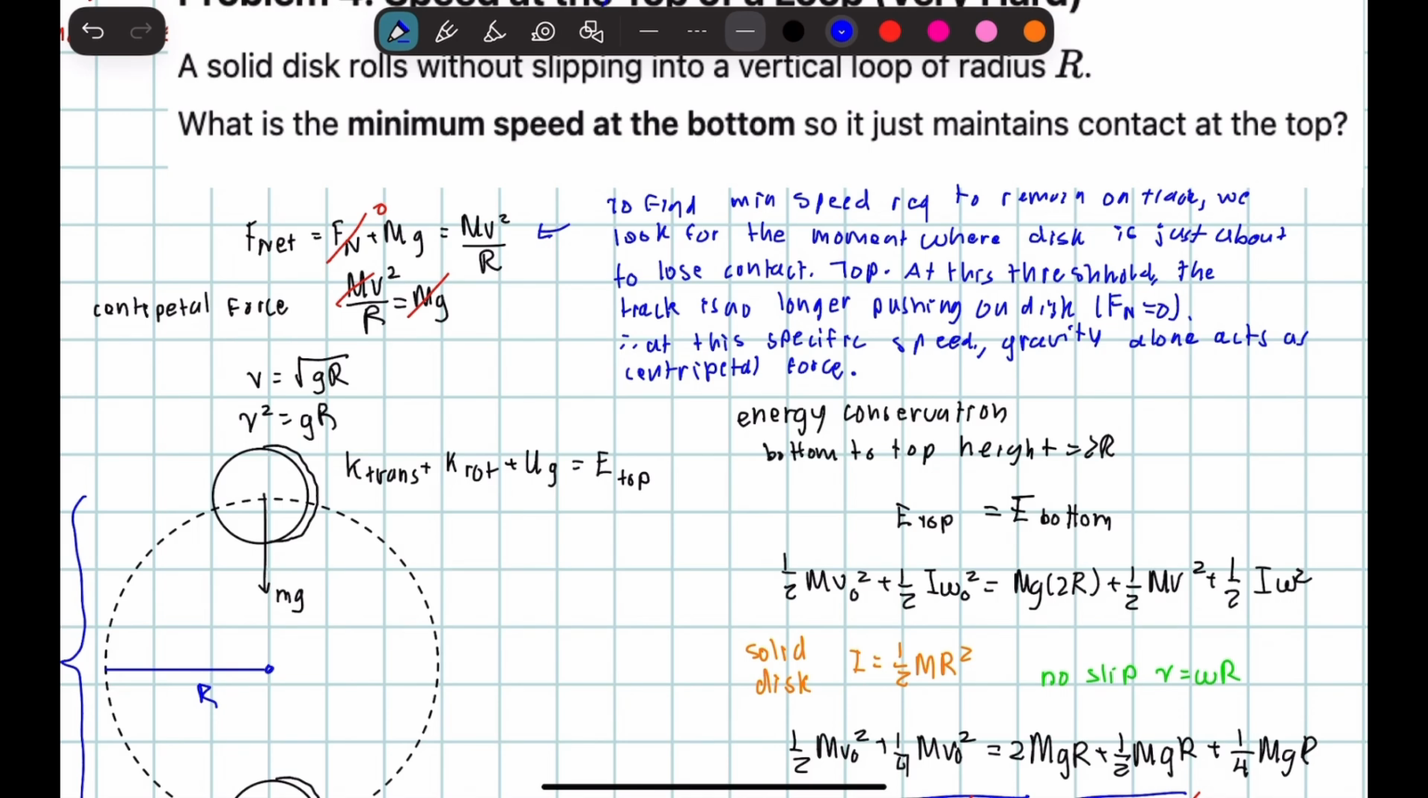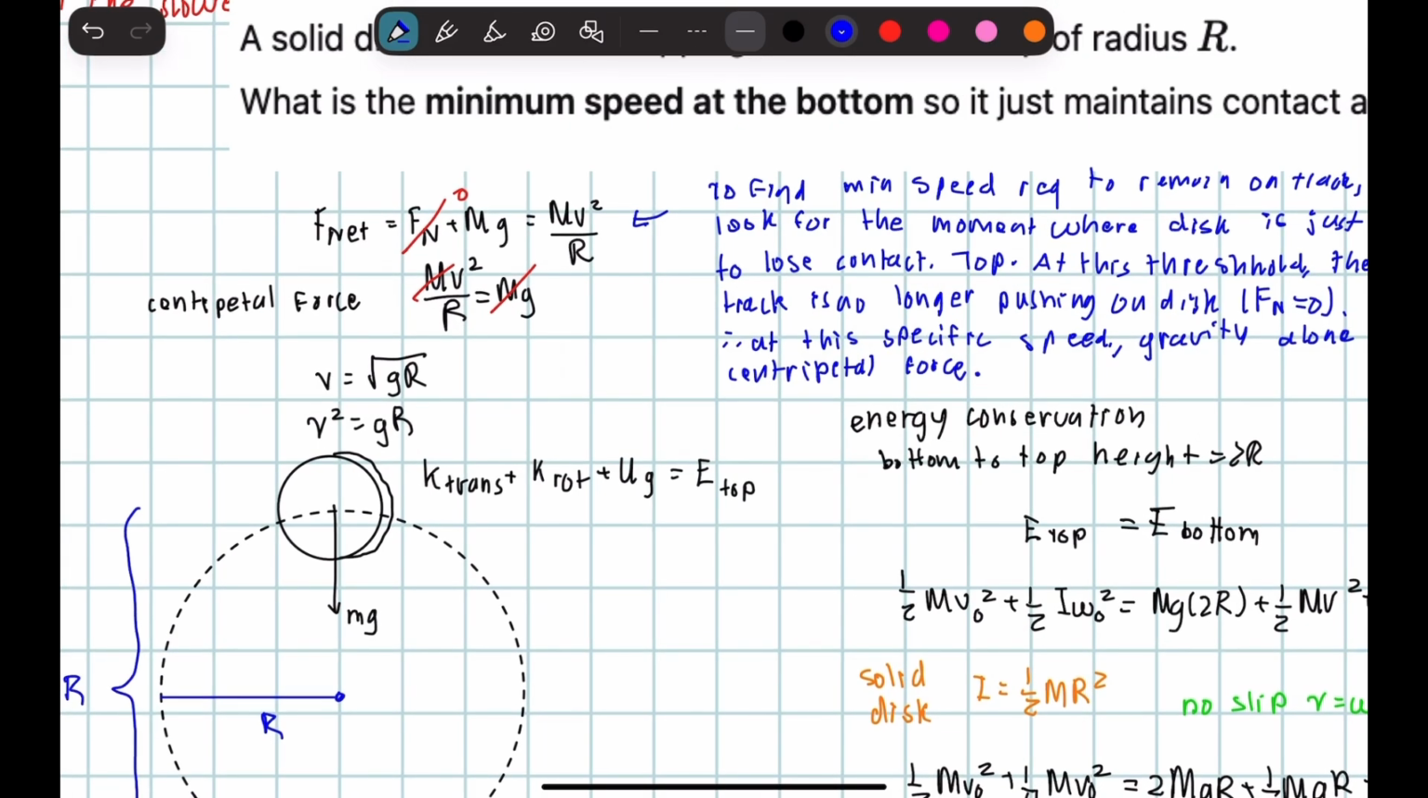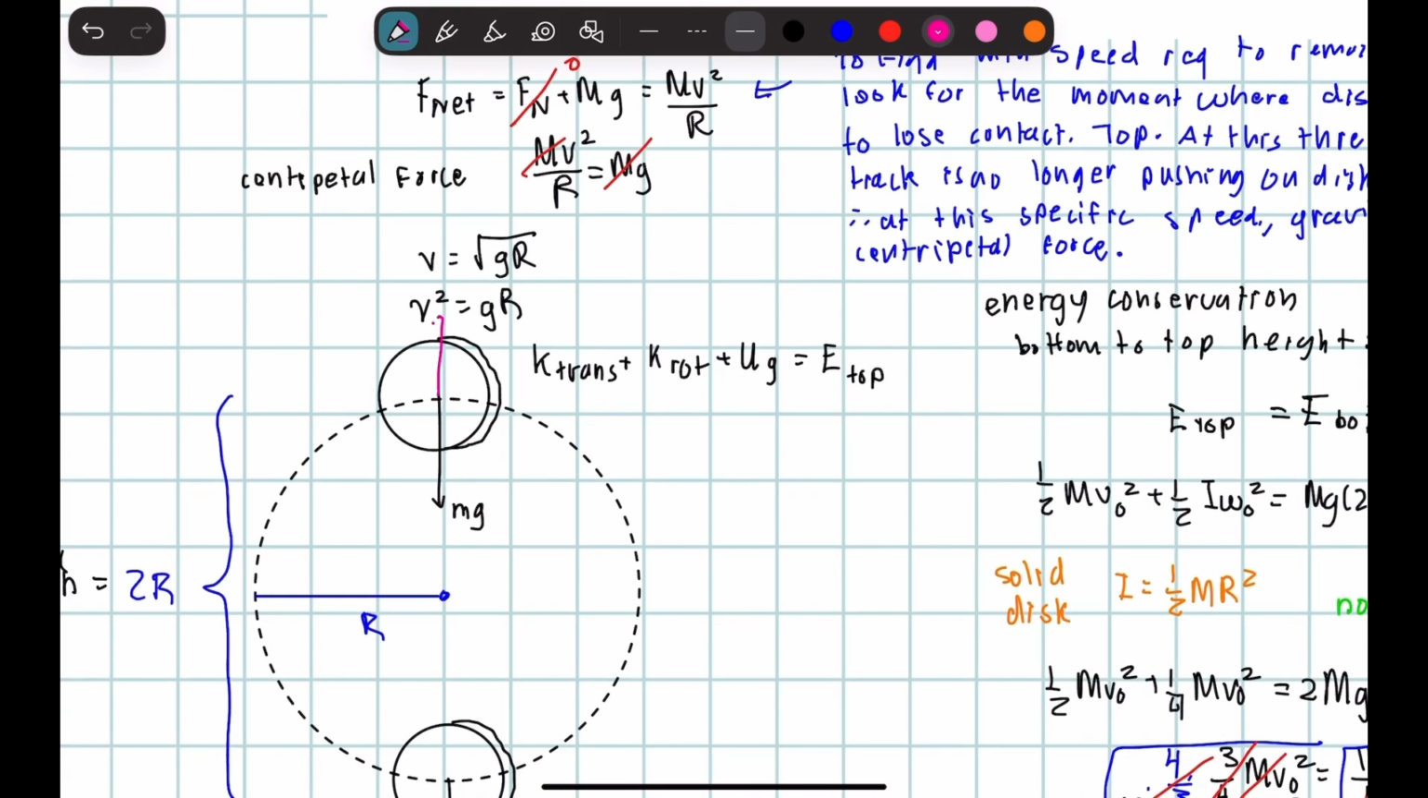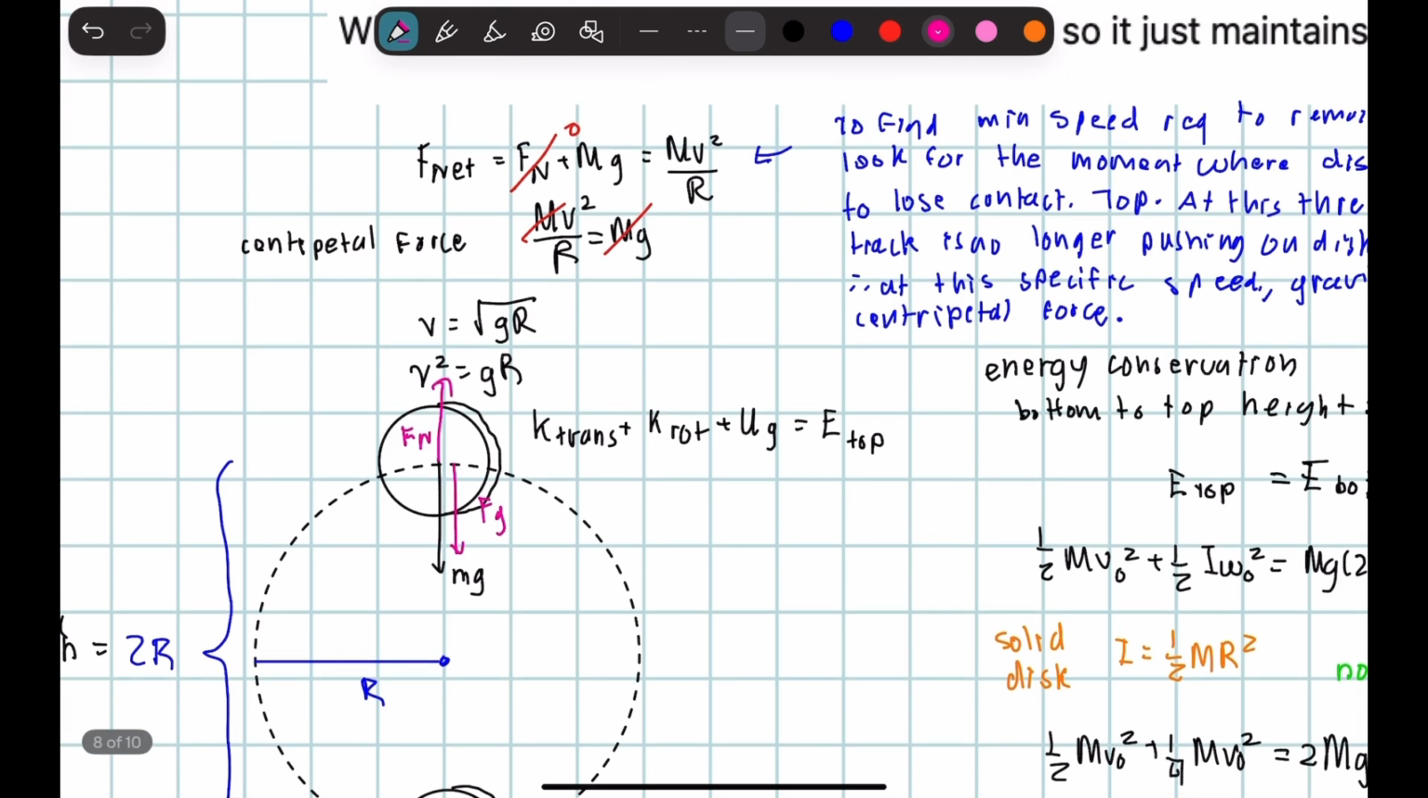To be a little bit more detailed about how we got v equal to the root of gr as the speed at the top, we know that the net of the forces is equal to the normal force plus mg. And we know that that is going to be equal to mv squared over r, because this is centripetal motion and it's pointing towards the center of the circle, with gravity pointing down and normal force pointing down as well. So we have Fn and Fg, and we also have the mass.